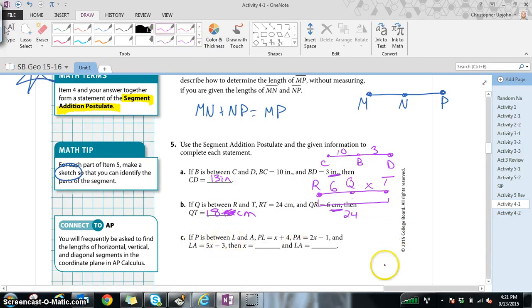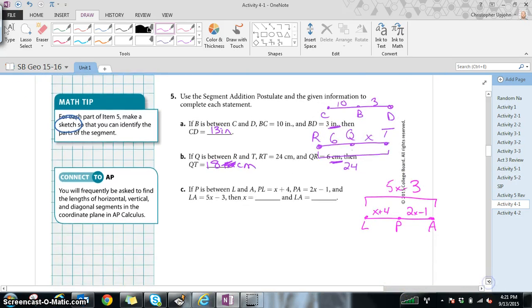Now, if P is between L and A, so L, A, P is somewhere here. PL is x plus 4. PA is 2x minus 1. And LA, this whole thing, is 5x minus 3. We have to solve for x and find LA.